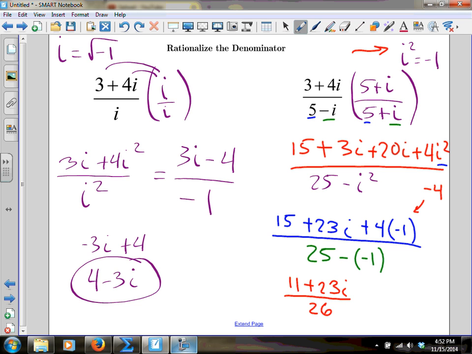As with any problem, when I end up with a fraction, I'm going to look to see if that's going to reduce. Do 11, 23, and 26 have anything in common? In this particular problem, they don't. So this could be my final answer. Some people would more traditionally record this answer as 11 over 26 plus 23 over 26i, just splitting my fraction up. I'm okay if you do that. I'm also okay if you don't.